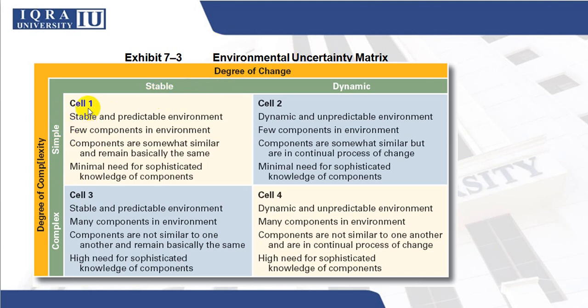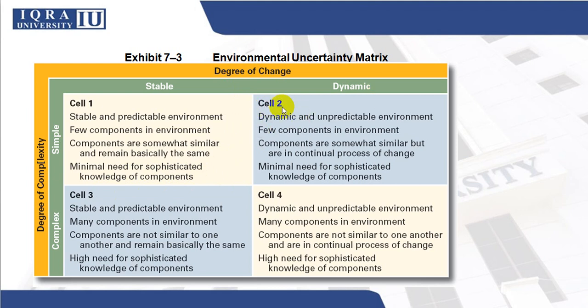stable. So cell number 1 suggests a stable and predictable environment, meaning the competition is not that tough and the environment is not dynamic. Few components in the environment are affecting the organization. Components are somewhat similar and remain basically the same. It's creating impact in the organization, but not a rapid impact because things are simple, complexity is not that much and the degree of change is also stable. There is minimal need for sophisticated knowledge of components because things are under control, manageable.